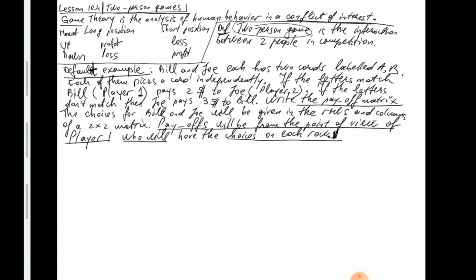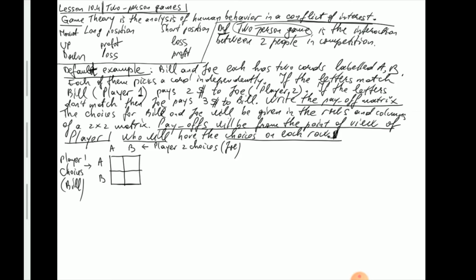Let's say each of them has two cards to choose from, A and B. And once again, by column, these will be player 2 choices. And here, by row, this will be player 1 choices. In this case, this guy is Bill, player 2 is Joe. Later we're not going to give names, we're just going to call them player 1 and player 2. So a 2x2 matrix is a very natural way of writing this payoff. I hope it's clear for everybody, right?